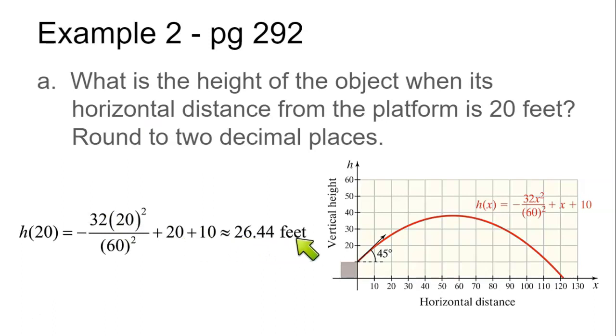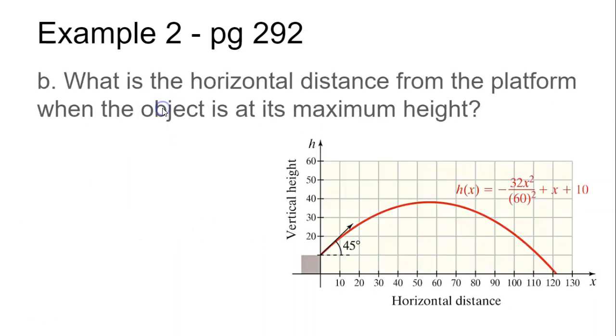approximately 26.44 feet. It wants us to round to 2 decimal places, and the actual distance gives us a little more information than that, but we don't need all the digits, we just need 2 decimal places. And we can confirm by looking at the graph of that trajectory that this is correct, because it is between 20 and 30, but it's a little more than halfway between 20 and 30.